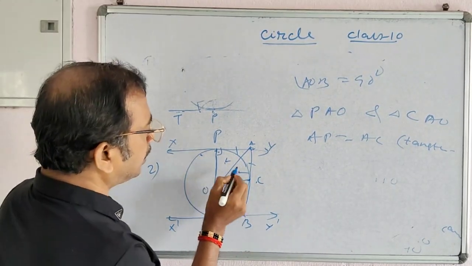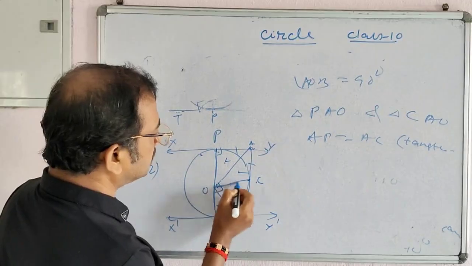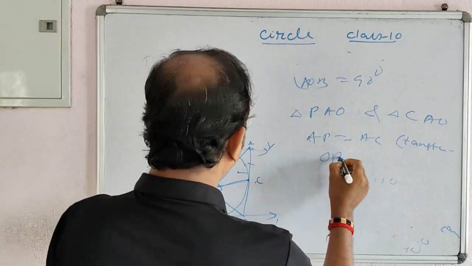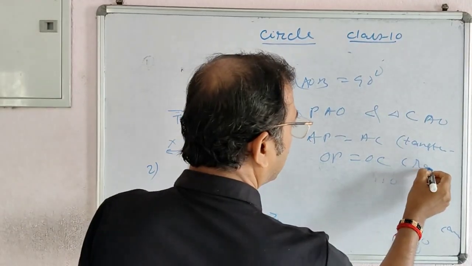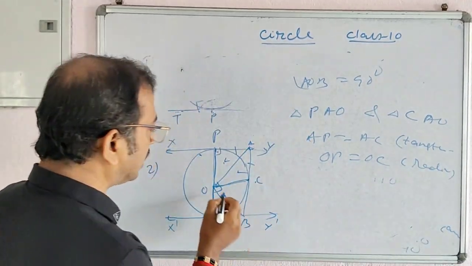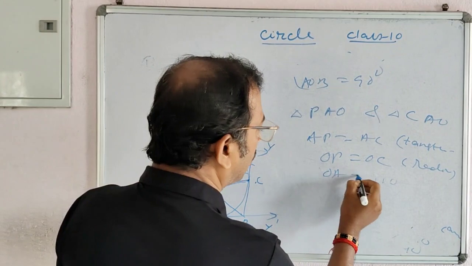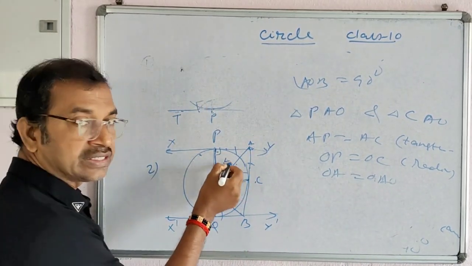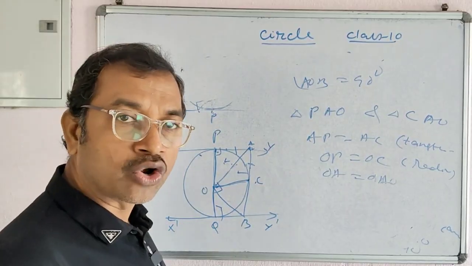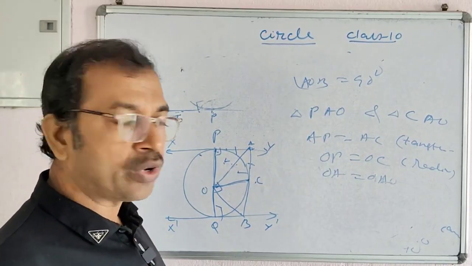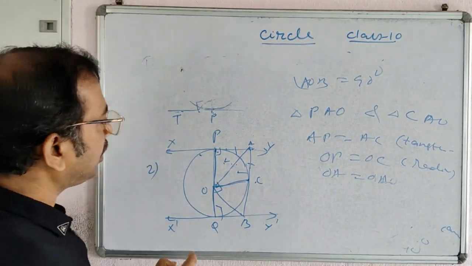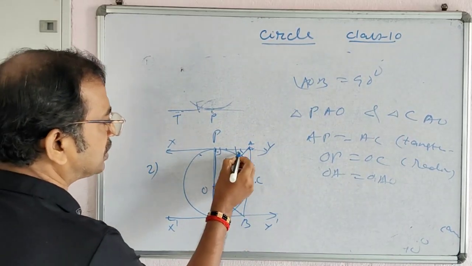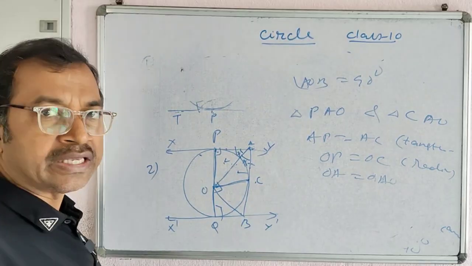Similarly, this is equal to this. Why? Radius: OP equals OC. And the third is OA, which is common. So by SSS, these two triangles are congruent. When two triangles are congruent, their corresponding parts are equal. That means this angle equals this angle. Suppose this is x, this is also x by CPCT.